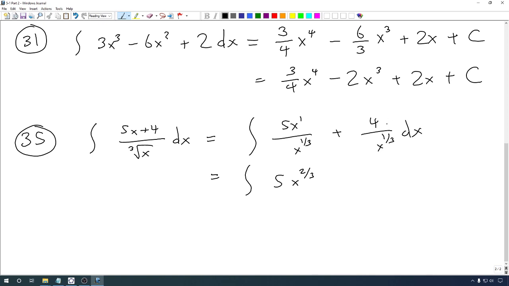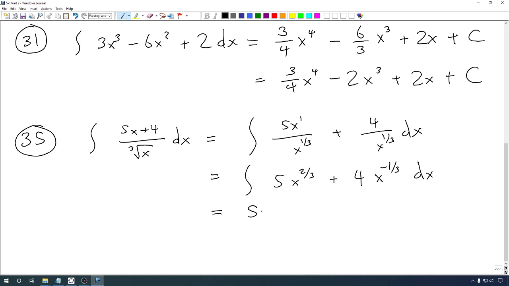Here we don't have a power on top. You could treat it as a 0th power if you wanted to. Or you can just realize that having a power on the bottom means that you have a negative power on the top. And now we just have a sum of two powers with coefficients. We can go ahead and use our power rule.